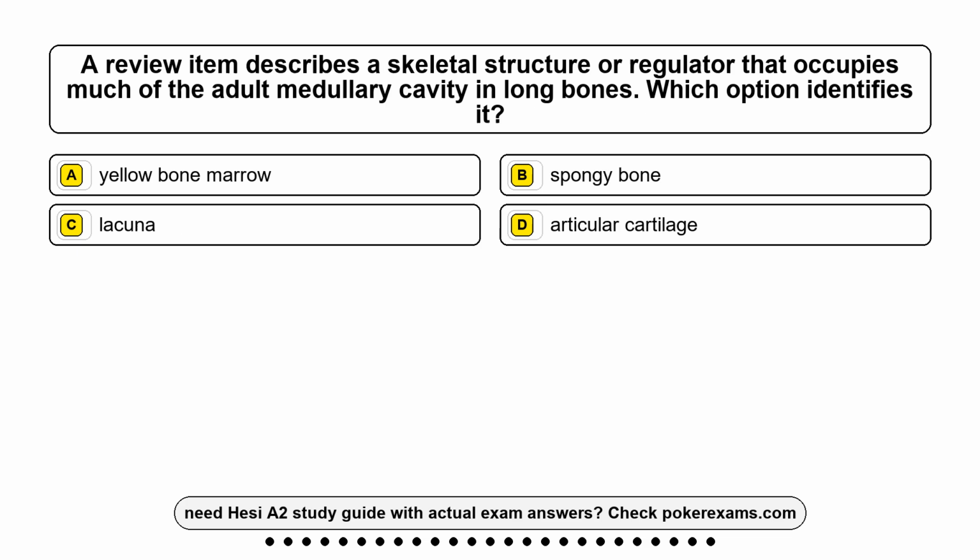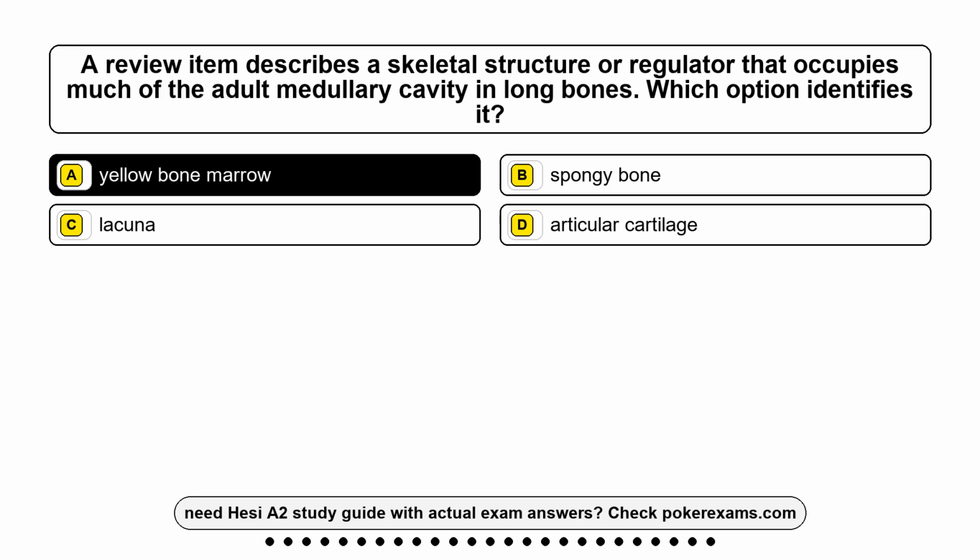Question 17. A review item describes a skeletal structure or regulator that occupies much of the adult medullary cavity in long bones. Which option identifies it? Option A, yellow bone marrow. Option B, spongy bone. Option C, lacuna. Option D, articular cartilage. The correct answer is option A, yellow bone marrow.